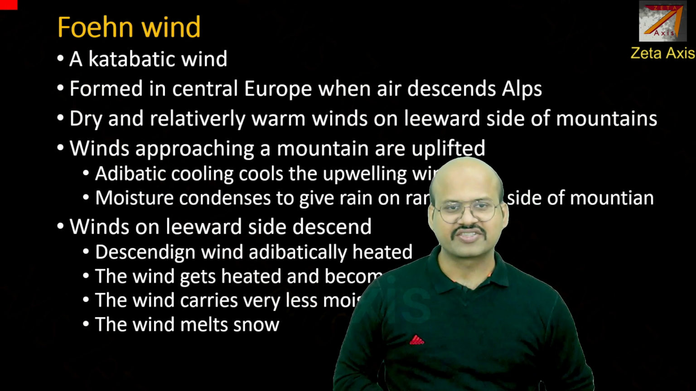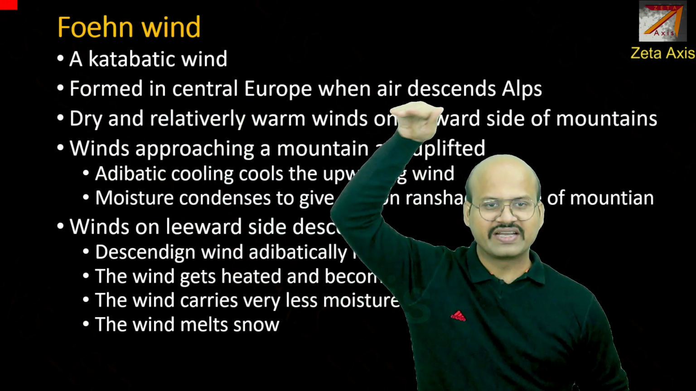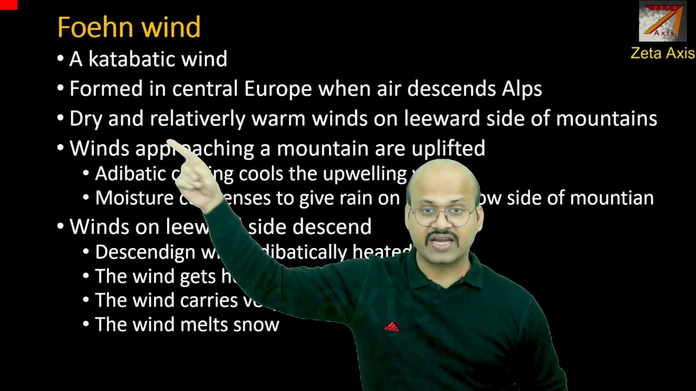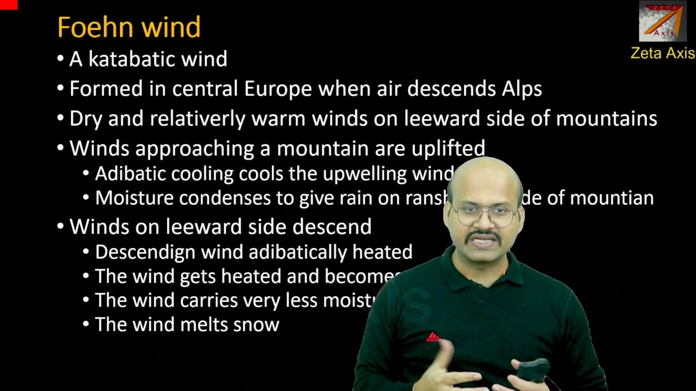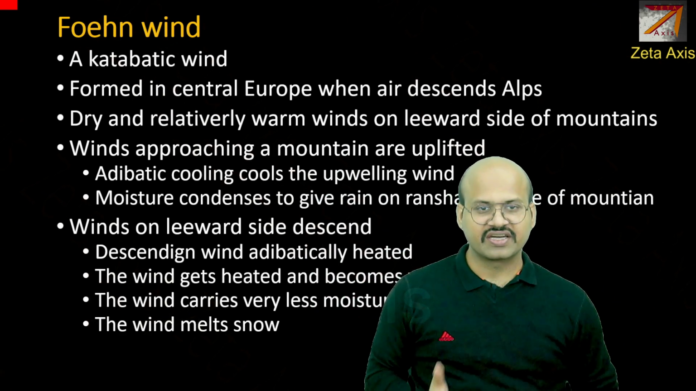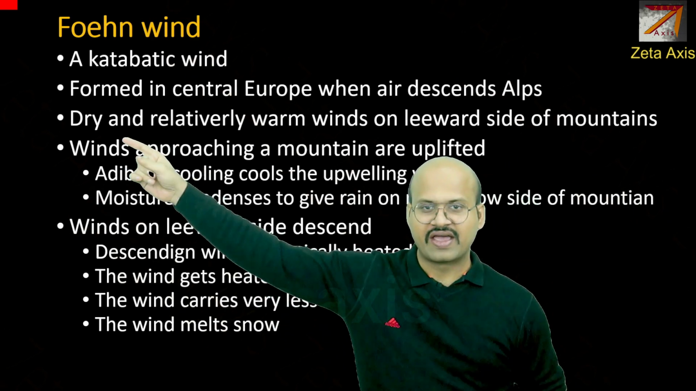Now here are the characteristics of Foehn wind. We had already discussed that it is a catabatic wind because it is descending from the mountain top of the Alps. These winds are dry and relatively warm because of adiabatic heating. Remember, when it is descending, it is adiabatically compressed, raising the temperature and moisture carrying capacity of the winds. Therefore, it is dry and warm.